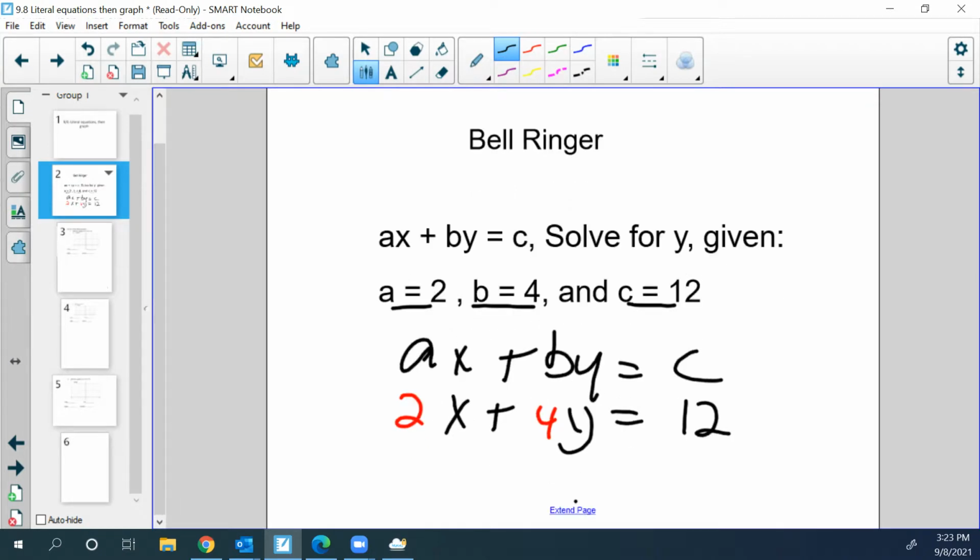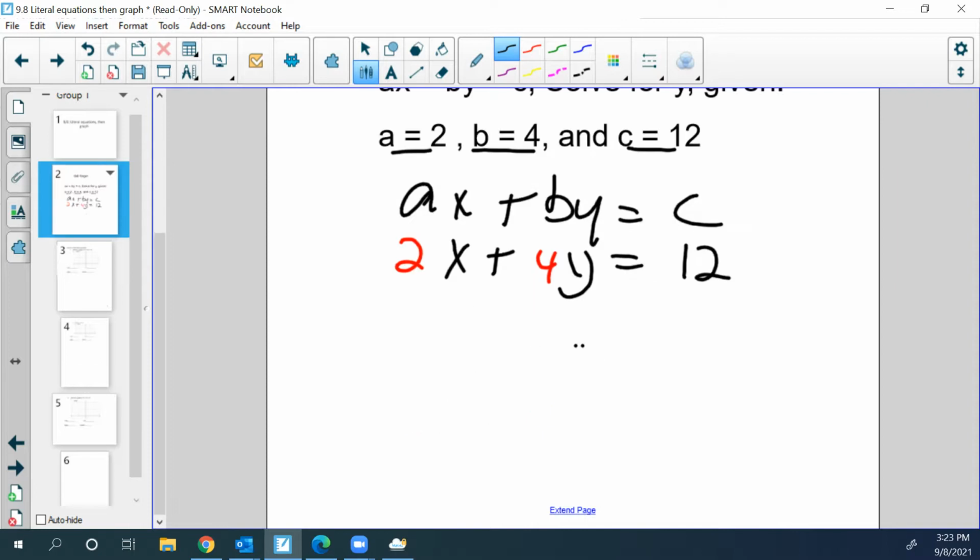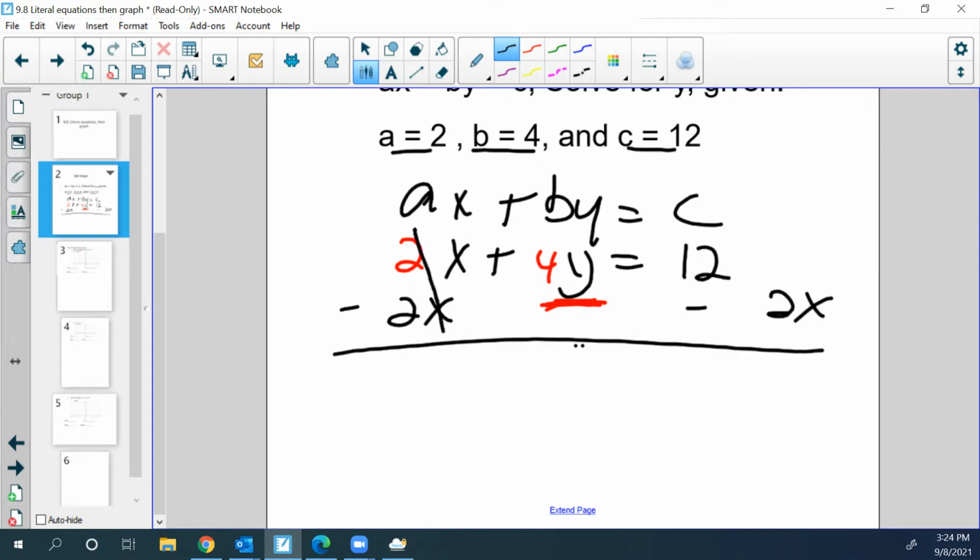Okay, let me scroll down a little bit. Okay, so our goal is to solve for y. This is my target right here, 4y. But before I can get to y, I must eliminate the 2x. All right. So to do that, I'm going to add a 2x this side and a 2x on the right side. Draw my line. That goes away, and so I'm just left with 4y on the left side, and on the right side, I have 12 minus 2x.